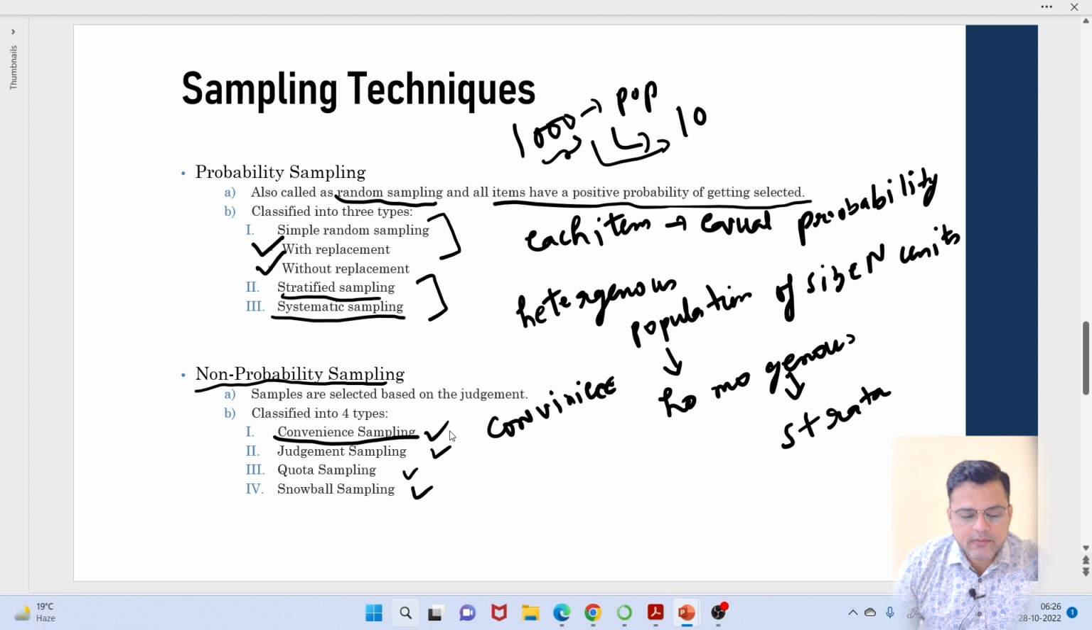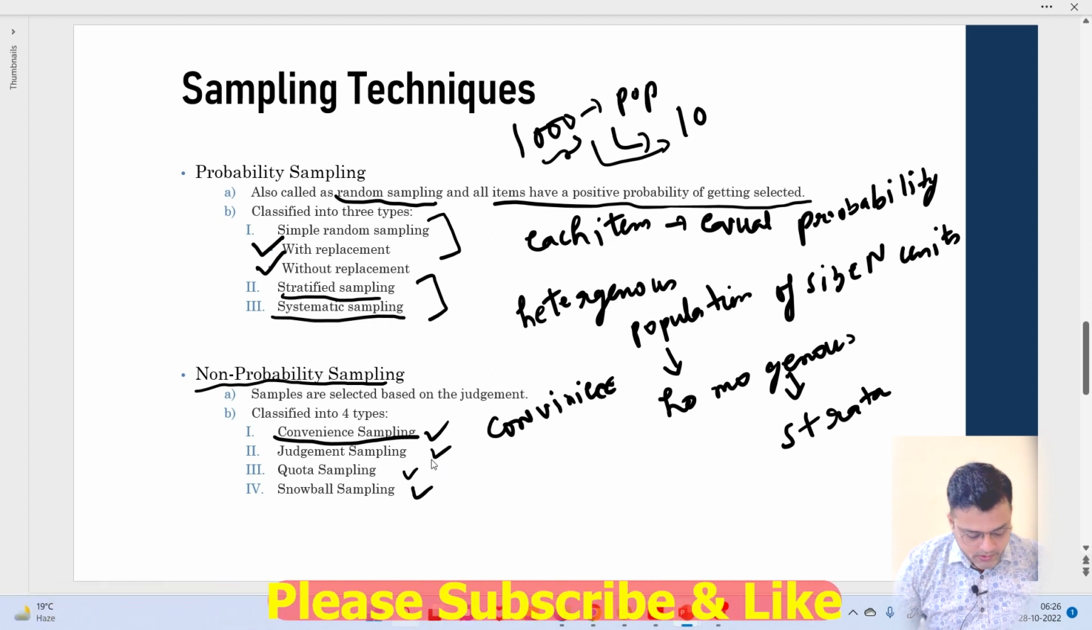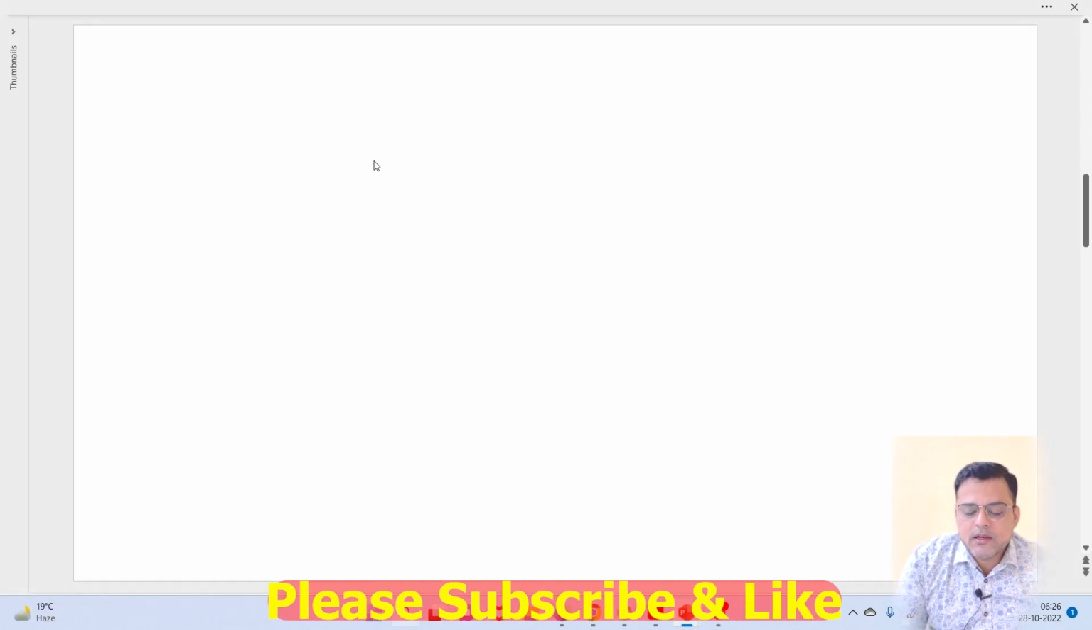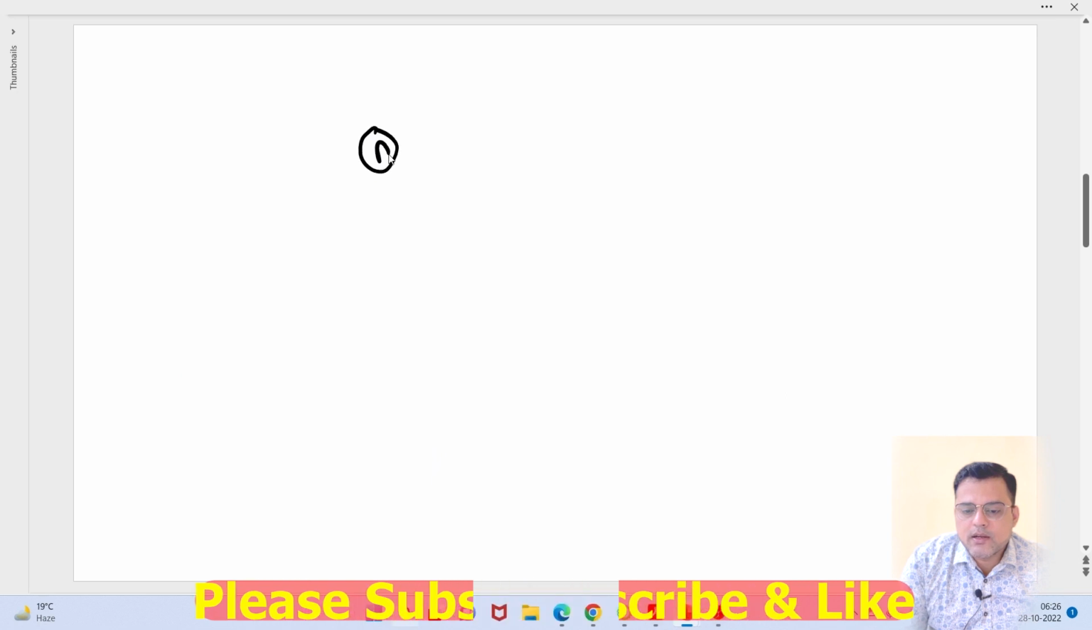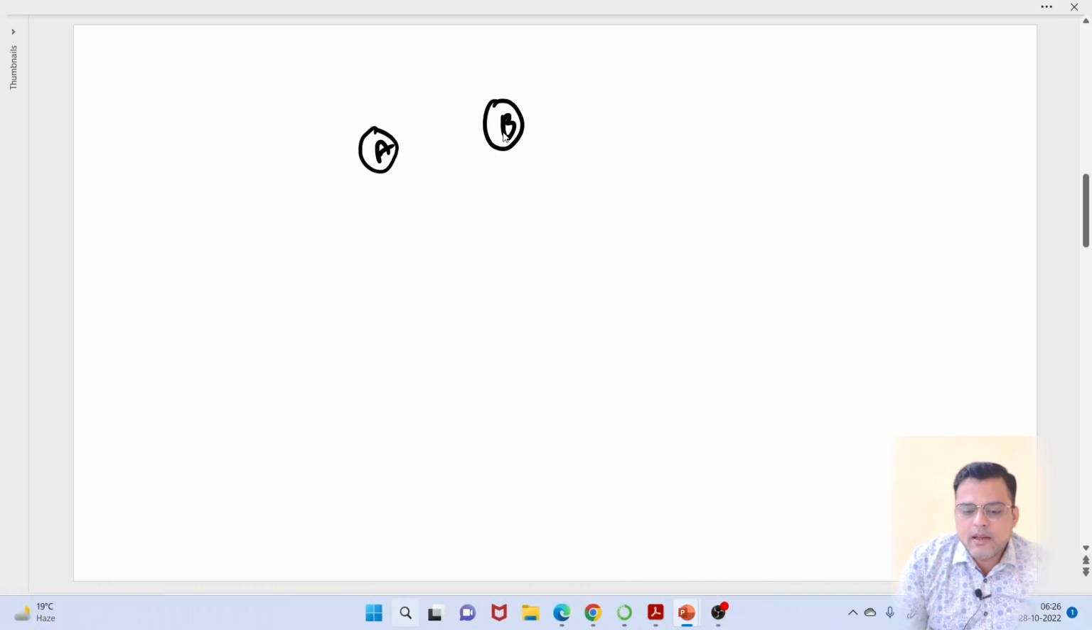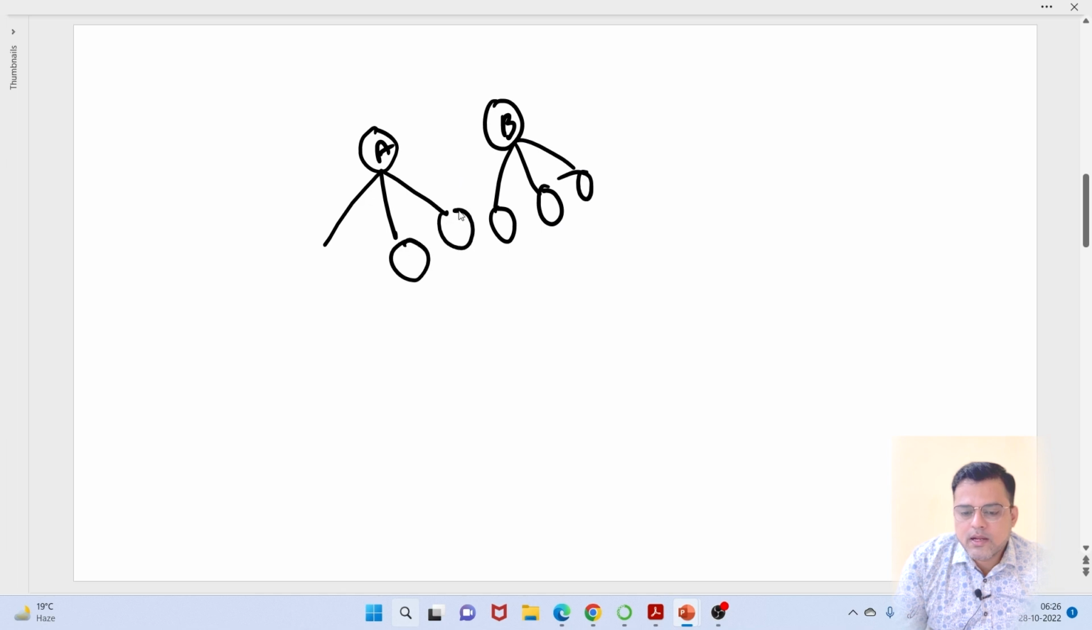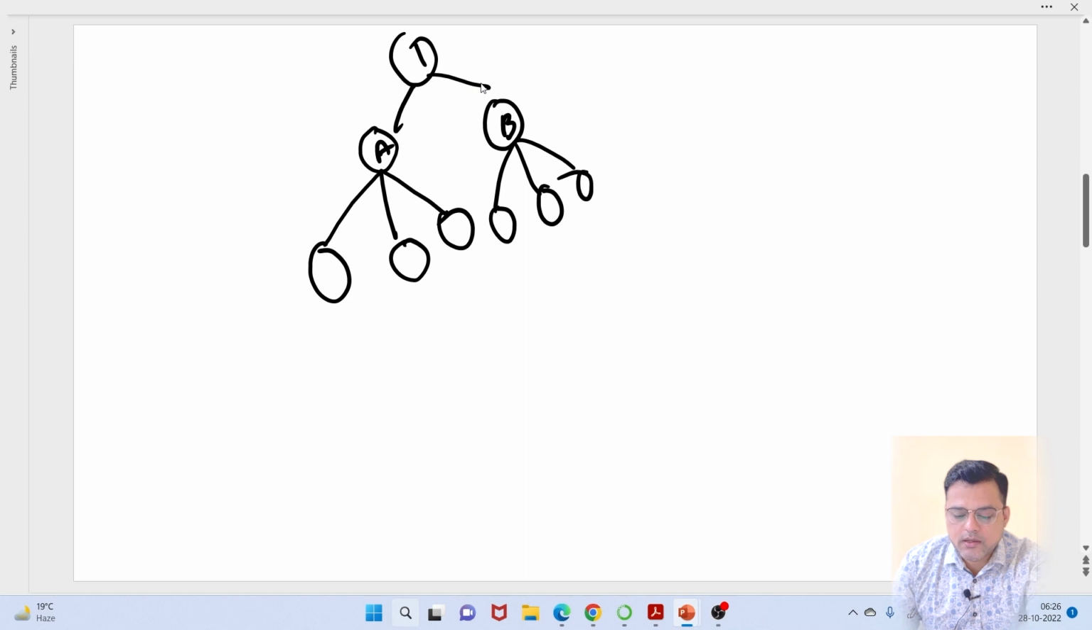And then we have something called snowball sampling. In this type, an initial group of respondents is selected. It is something like this. In the initial group of respondents, let's say A and B are selected, and then A and B will be asked to select the next set of respondents. Then those will be asked to select the next set of respondents like this. This is called snowball sampling.